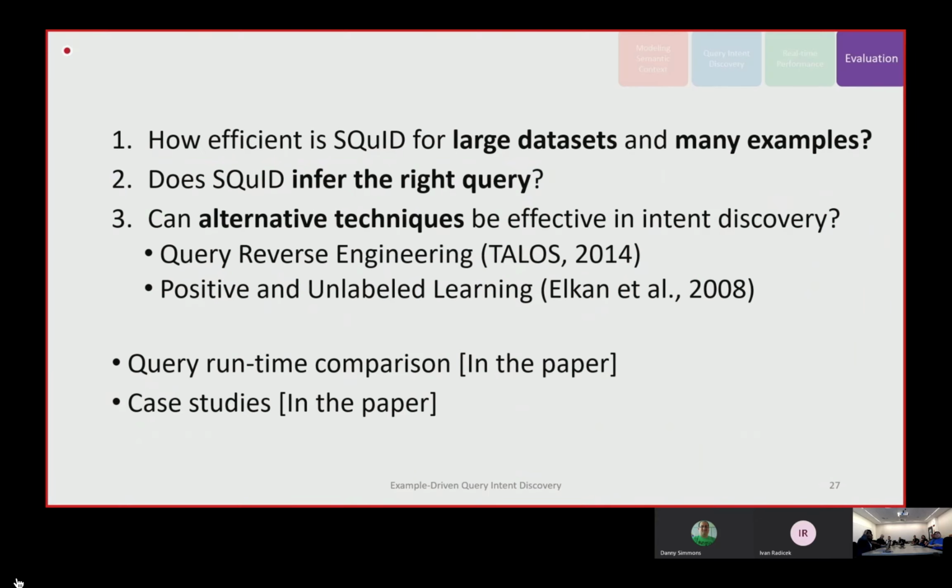So we tried to answer three questions here. So the first is how efficient SQuID is, and if it discovers the correct query intent, and how it compares to alternative techniques like query reverse engineering and machine learning.